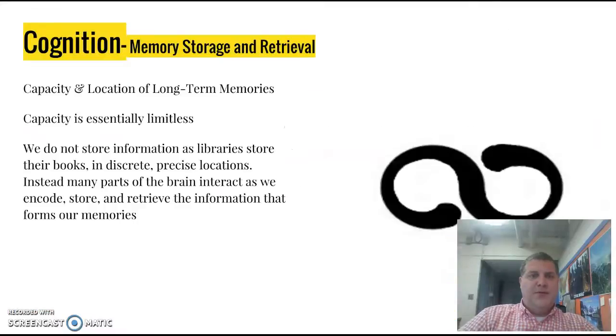Memory storage and retrieval. Capacity of long-term memories is, essentially, there is no limit to it. We should be able to store anything we want to, but we're not able to retrieve it as well as what we would like to. So I think of it in here like a library. You know that the memory is in there somewhere. Sometimes, you know the book's in the library somewhere, but sometimes you just can't find it, no matter how hard you try, and then when you don't need it anymore is usually when it comes around for me.